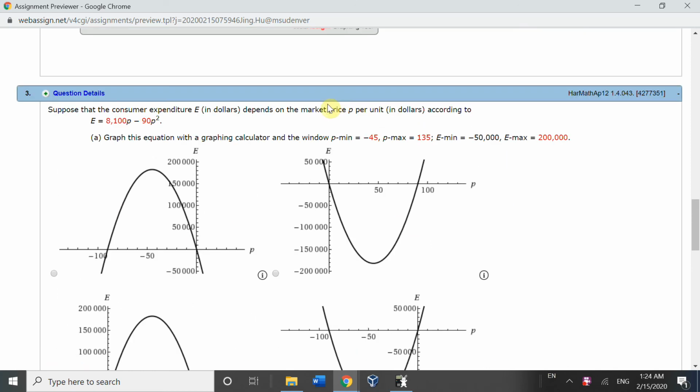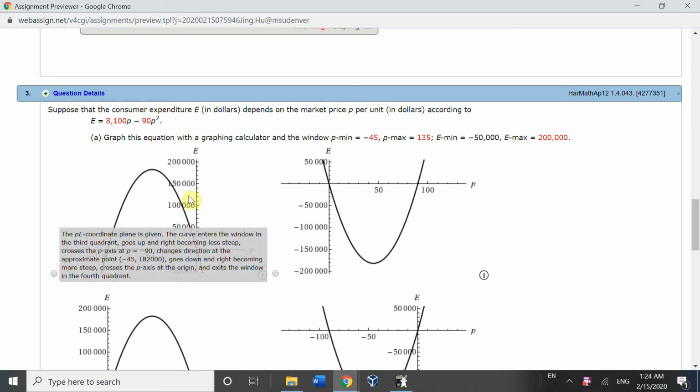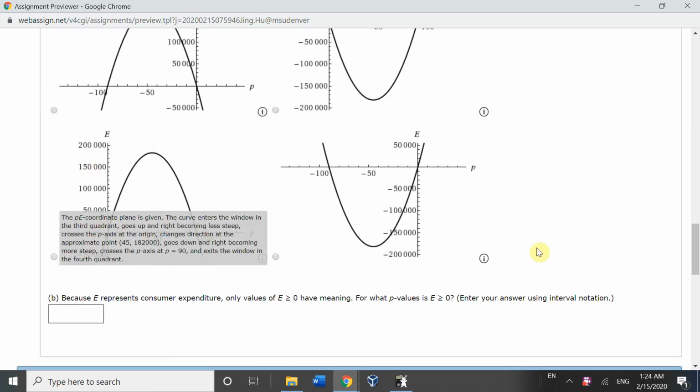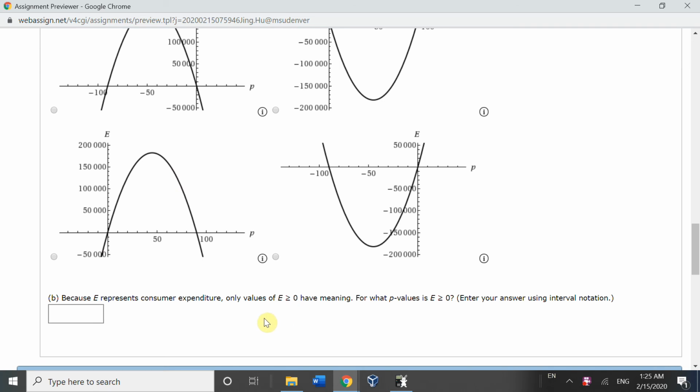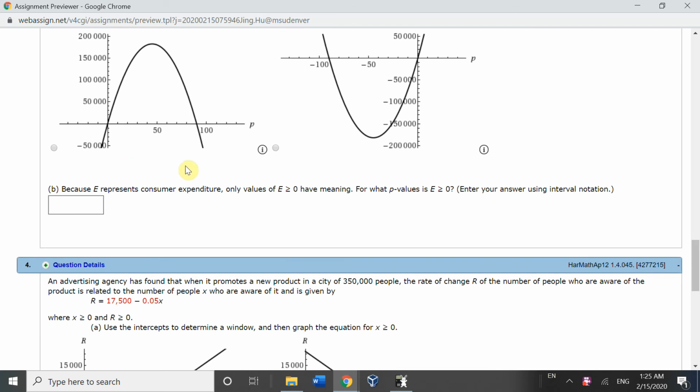We know for any application problem, variables can't be negative, at least starting from 0. So this one is eliminated. Only this is left. The second question: which interval for the p makes e greater than or equal to 0? We could base on this. It's the graph above the horizontal axis. So the interval is 0 to 100, an open interval on both ends, lower bound and upper bound. So the lower bound is 0, the upper bound is 100.